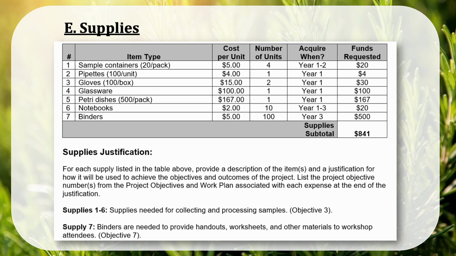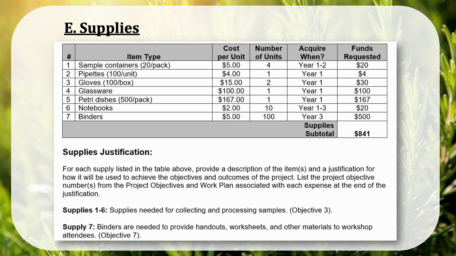Please note again that the amount in the cost per unit column should not exceed $5,000. Any item with a purchase price that is equal to or exceeds $5,000 per unit should not be included here. However, note that the amount in the funds requested column may exceed the $5,000 total.